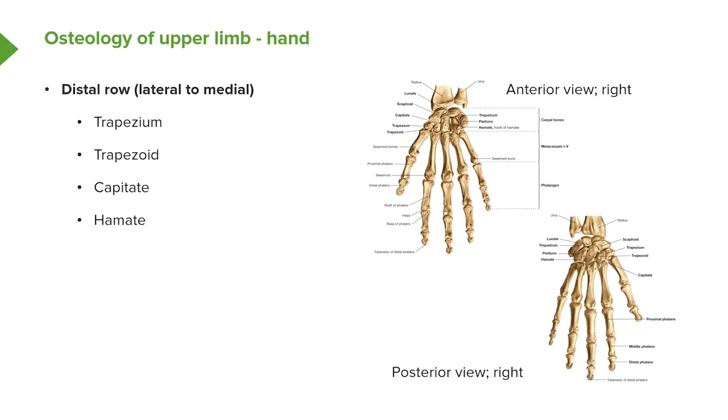We also have a distal row, and these are formed by trapezium, trapezoid, capitate, and hamate. And again, we can see them from lateral to medial. We can see the trapezium, the trapezoid, the capitate, and then the hamate, with the hook of the hamate as a prominent feature. We can see this on the anterior aspect. So we've got this proximal row, and then we've got this distal row.